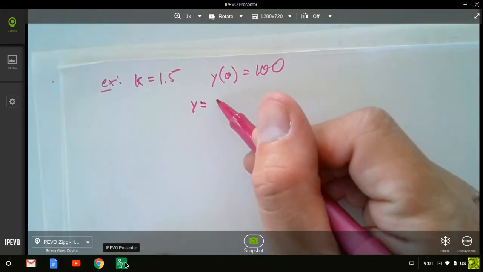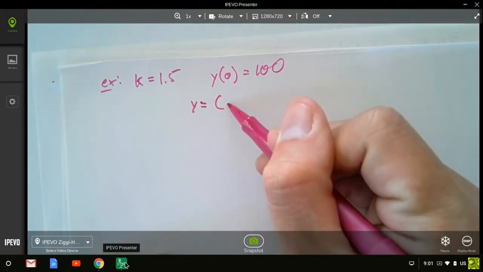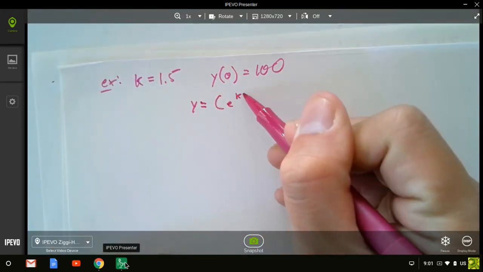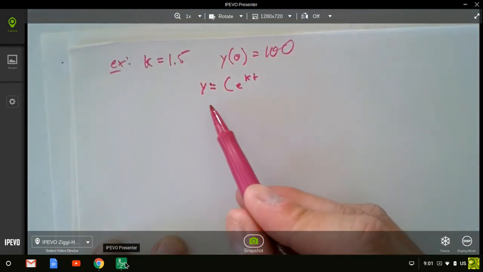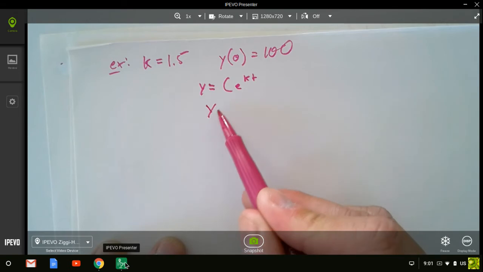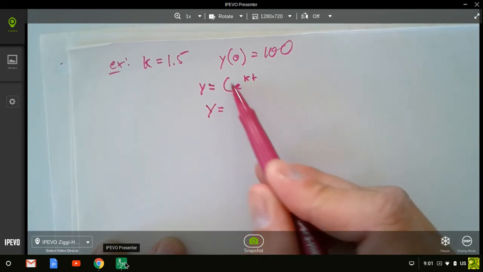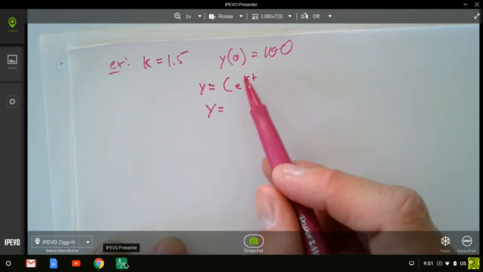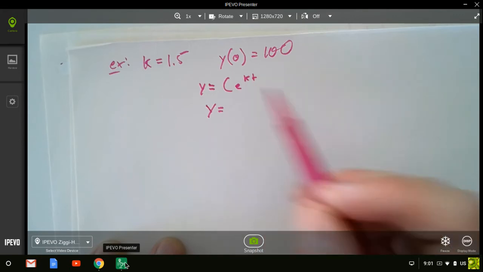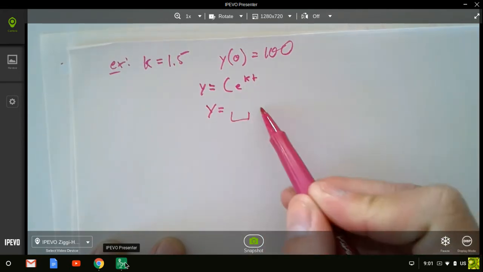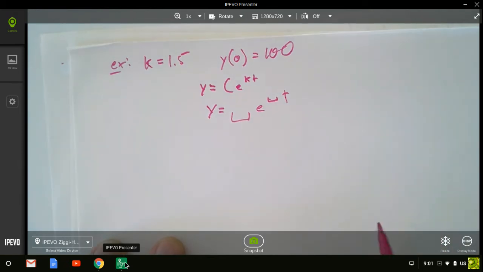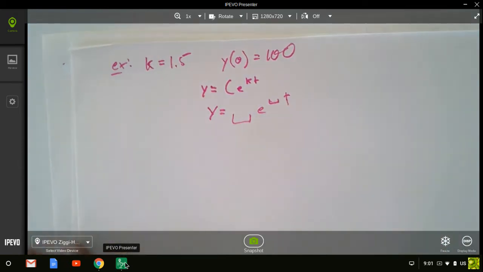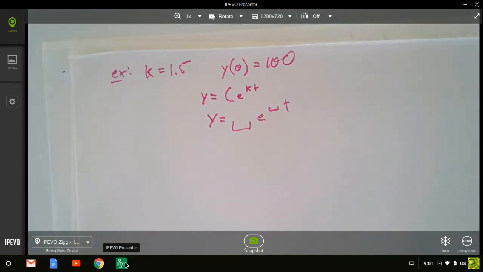The general equation is this, Y equals C E to the K T, right? I want you to give me something more specific. I want you to give me a Y that actually has a value. I want you to give me the value for C, and plug it in. I want to have an actual value of K as well. So I want a C, a K, and the T can remain T, okay?